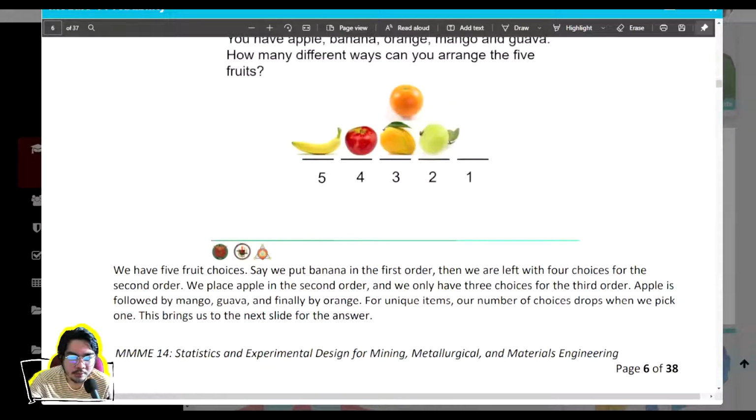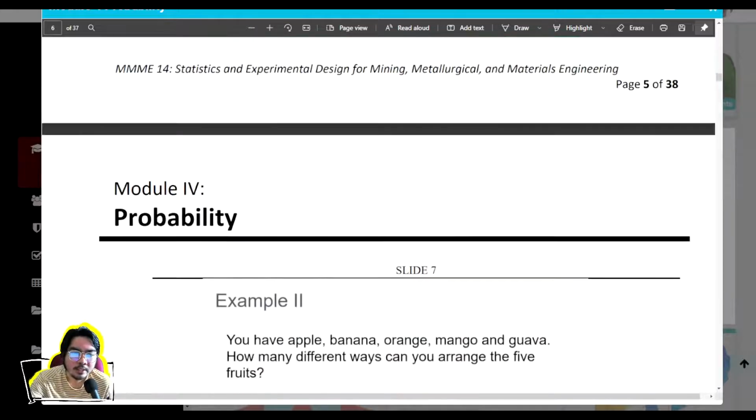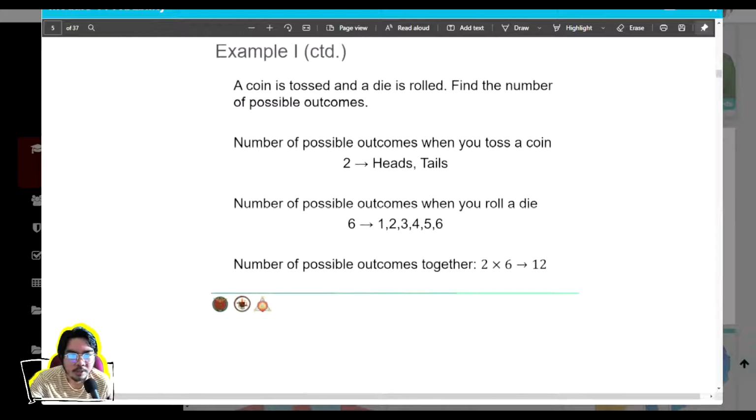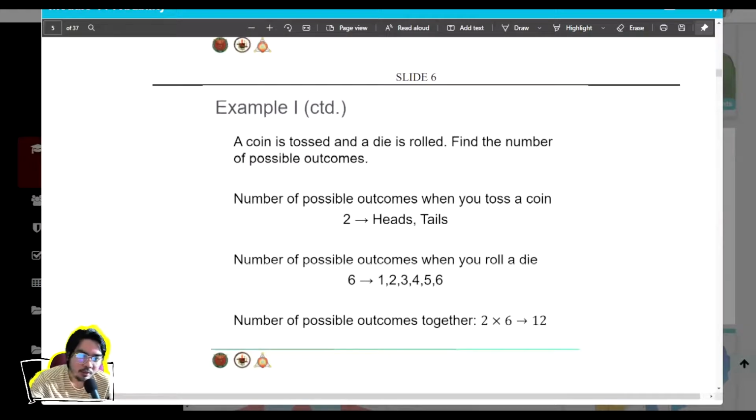So I'll leave this to you guys to work on your own. Pero ito, let's try to look at simple examples lang muna. For example, if a coin is tossed and a die is rolled, find the number of possible outcomes. So ang sinasabi dito is ano yung number of possible outcomes sa dalawang operation na to.